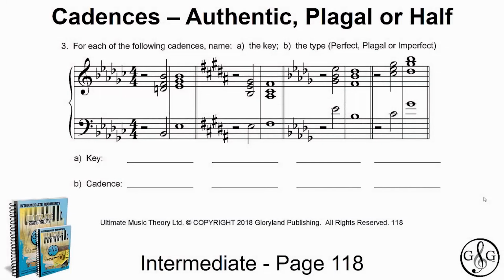In the new RCM syllabus, students are asked to identify cadences as authentic, plagal, or half. Now, in the Intermediate Rudiments workbook on page 118, question number 3, for each of the following cadences, students are asked to name the key, so here we have E flat minor, and the type: perfect, plagal, or imperfect.